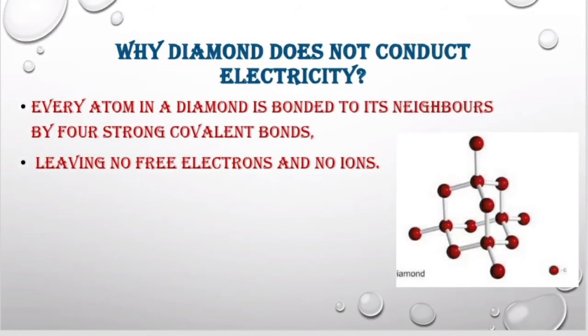Now let's see why diamond does not conduct electricity. We know that each carbon atom has 4 valence electrons. And all the 4 electrons are used in making covalent bonds. So there are no free electrons. Hence, diamond does not conduct electricity.